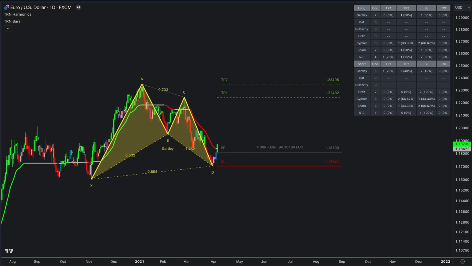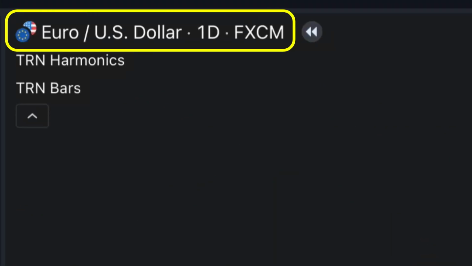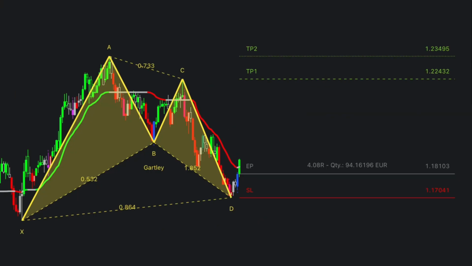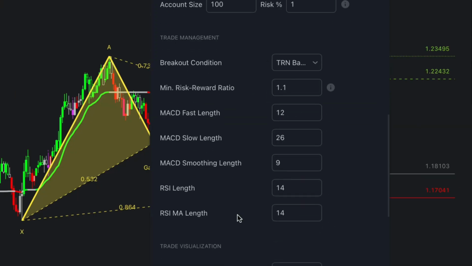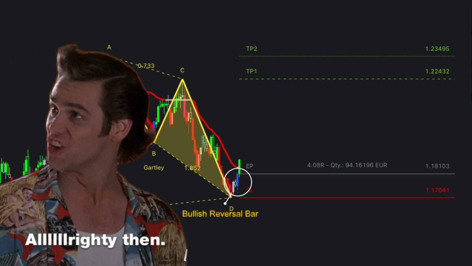Now let's take a look at a practical trading example. On the Euro-USD daily chart, TRN Harmonics identified a godly pattern. We used TRN Bars plus trend as our breakout condition, and the breakout was confirmed by a bullish reversal bar from the TRN Bars. This sets the stage for a successful trade.